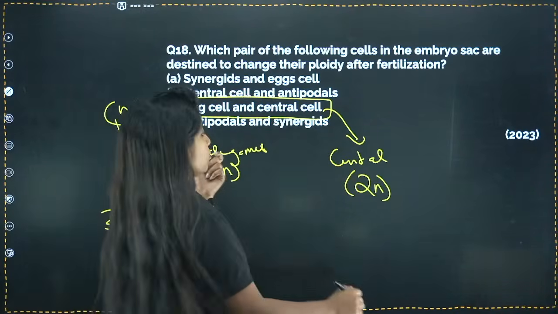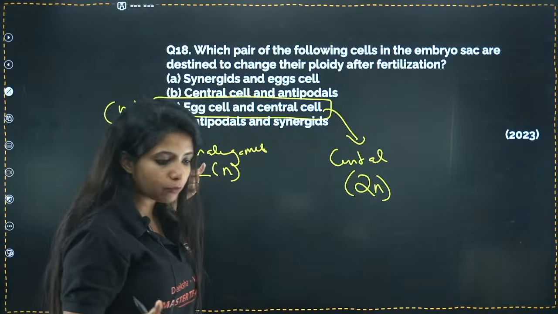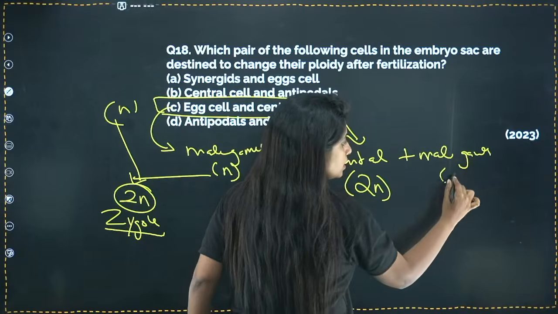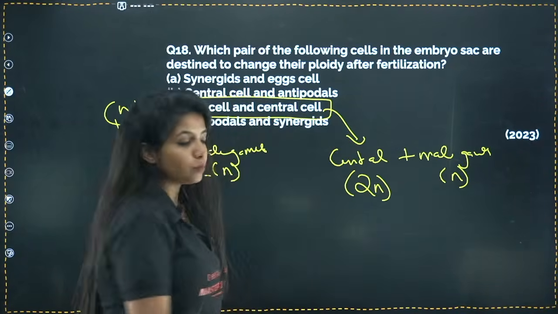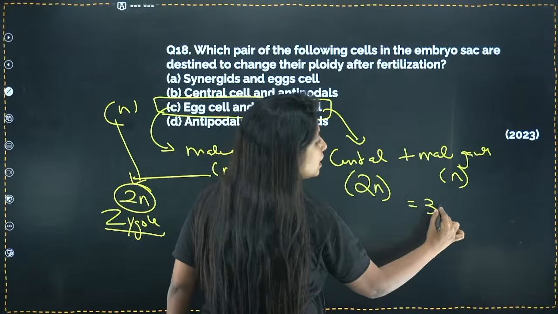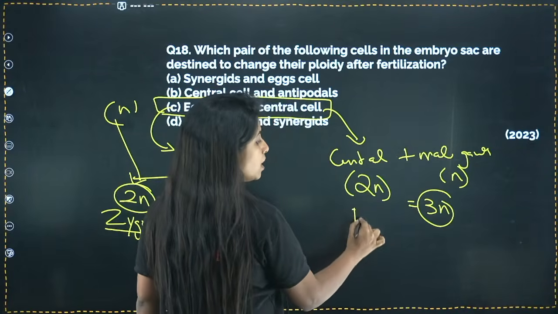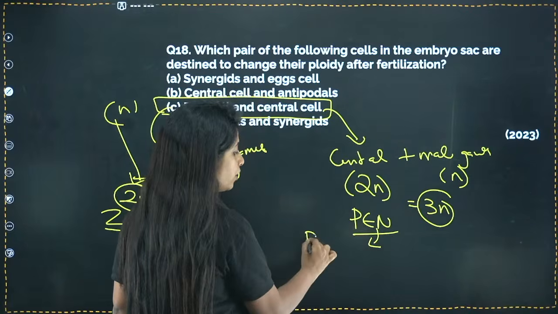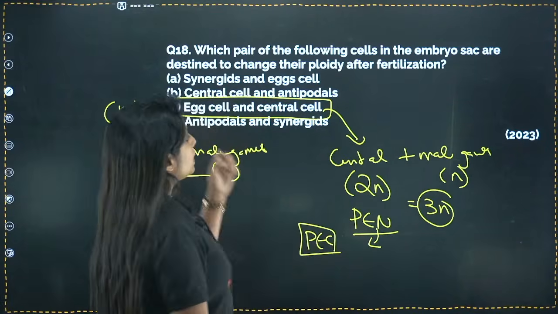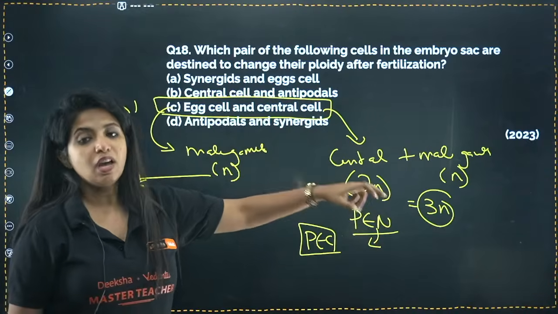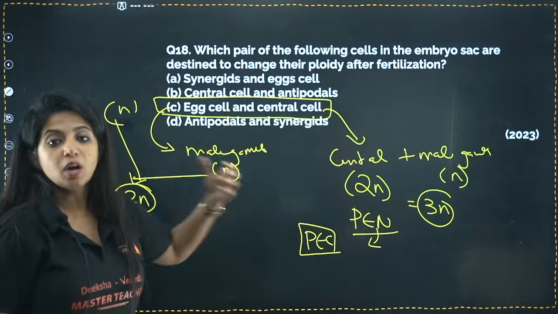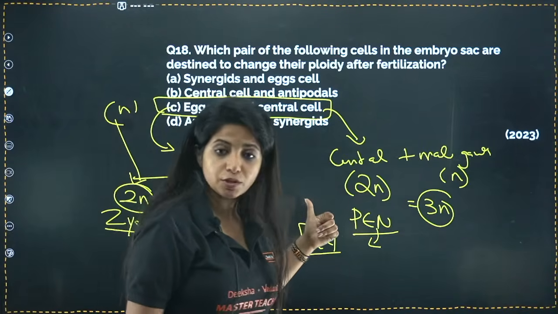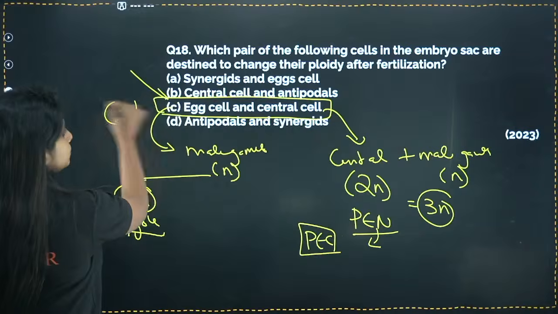Now what happens? There are 2 male gametes. One male gamete came and fused over here. Another male gamete fused over here. So this is N. Male gamete has N number of chromosomes. 2N plus N, it will become 3N. What is the thing that is being formed? Primary endosperm nucleus. And this nucleus is a part of primary endosperm cell. So basically, these 2 things are going to change their ploidy. One was diploid, it becomes triploid. One was haploid, it becomes diploid. Got it? So which is why your answer for this question is going to be C.